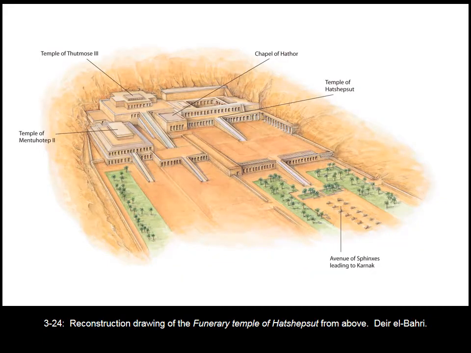Here's a little bit of a diagram. So you can see the temple of Mentuhotep, and she sort of models it on his temple, but to a grander scale. You can also see the temple of Thutmose III. Thutmose III eventually takes over the site and destroys the images of Hatshepsut there. So we have very few images of Hatshepsut that aren't badly damaged.